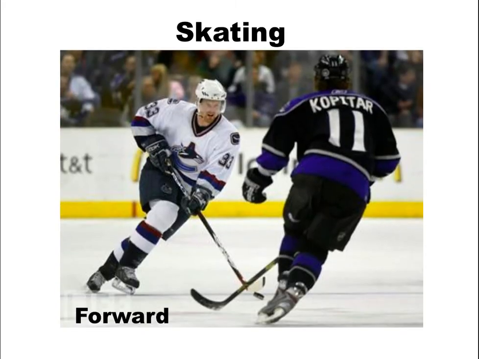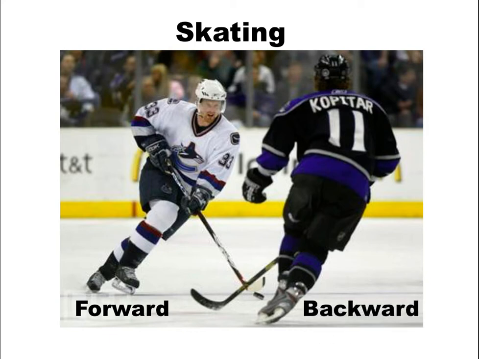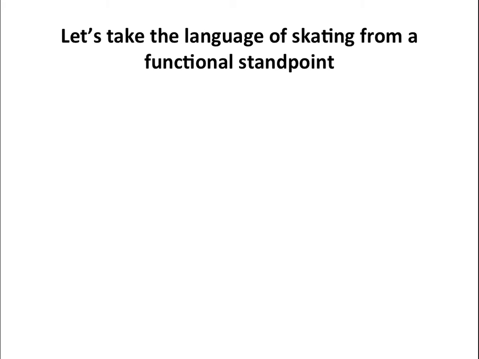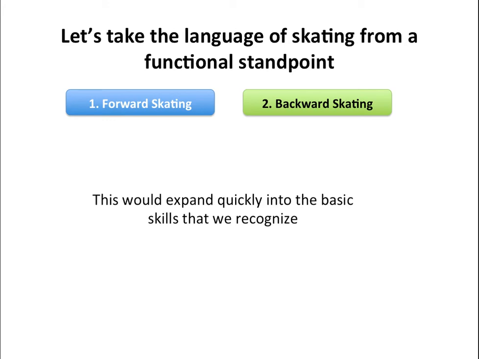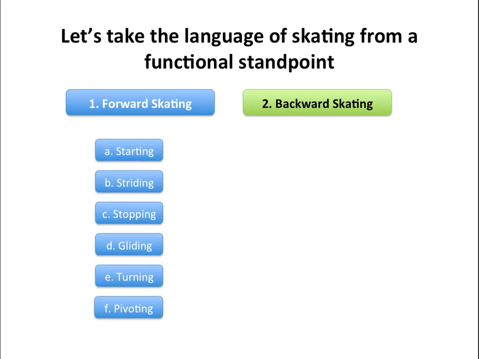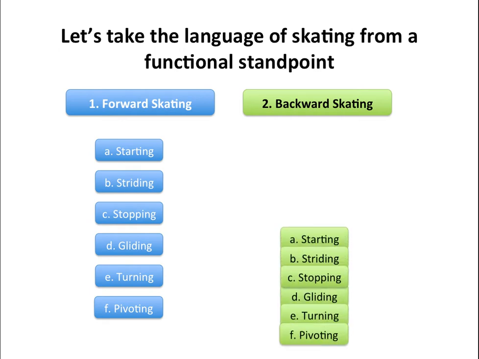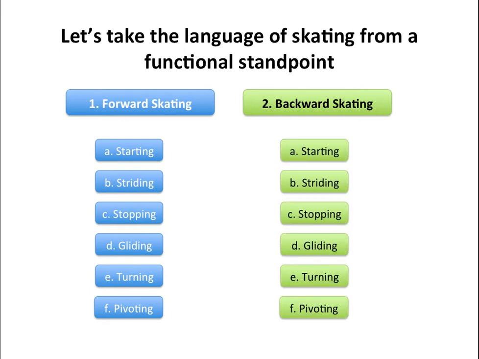Let's look at some words. Skating, and more importantly, the two basic foundations of skating, which is forward and backward, has its own language. And what we want to do is to take the language of skating purely from a functional standpoint. When we're looking at forward skating and backward skating, we can break this down into simple skills that we recognize, and these would be the starting, striding, stopping, gliding, turning, and pivoting fundamentals, and of course these would be associated with both forward and backward skating. Based on one's knowledge of the game, breaking these terms down even further would not be a difficult task.